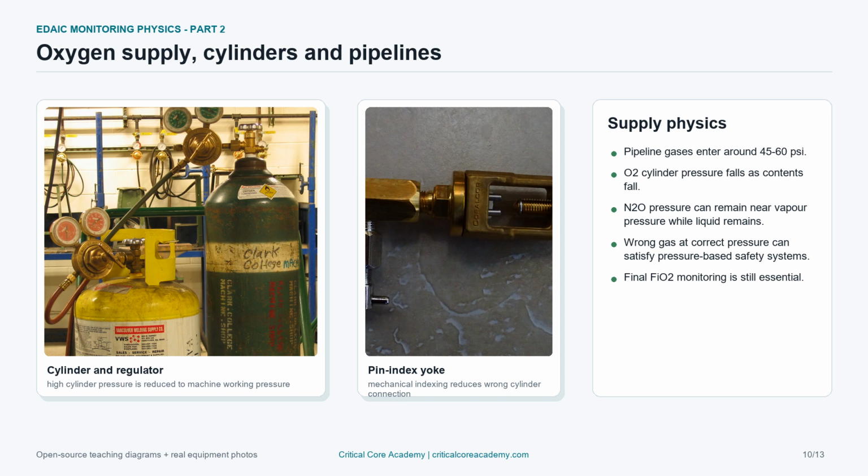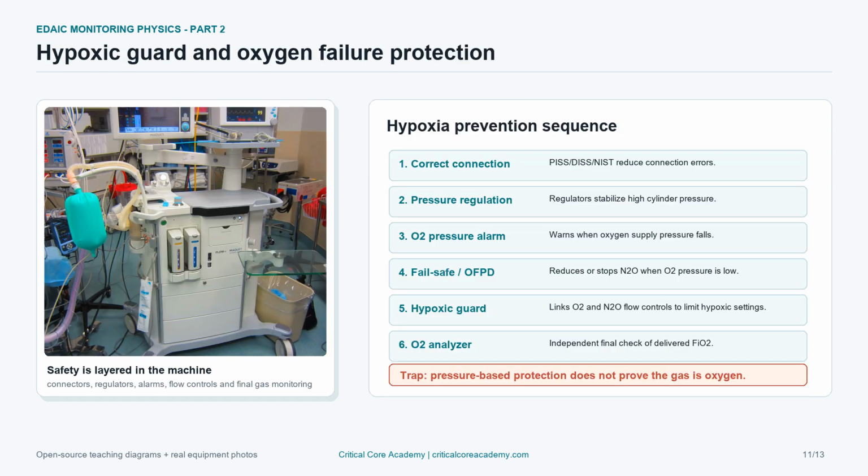Safety indexing helps prevent wrong connections, but it is not enough. A crossed pipeline can still deliver the wrong gas at the right pressure. The independent inspired oxygen analyzer is the final protection against that specific disaster. Hypoxia prevention is layered, and this is a common EDAIC trap. Pin index and diameter index systems reduce the chance of wrong gas connection. Regulators stabilize pressure. Oxygen pressure alarms warn when oxygen supply pressure falls.